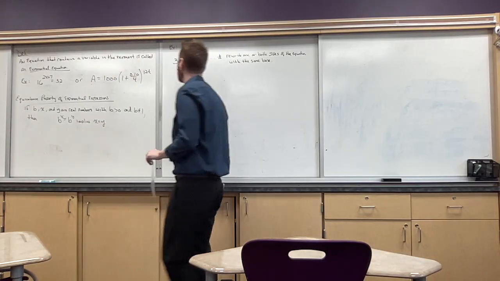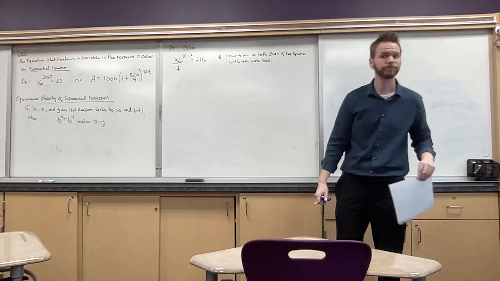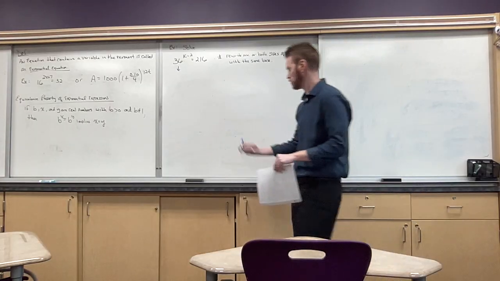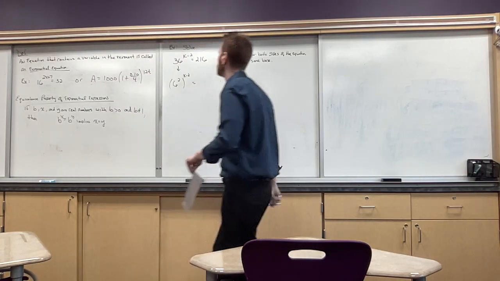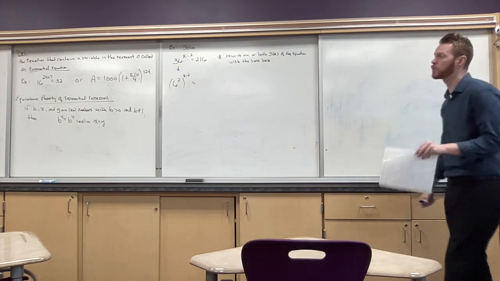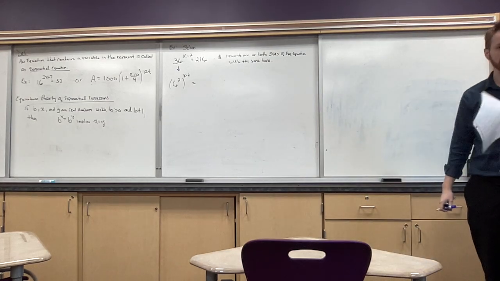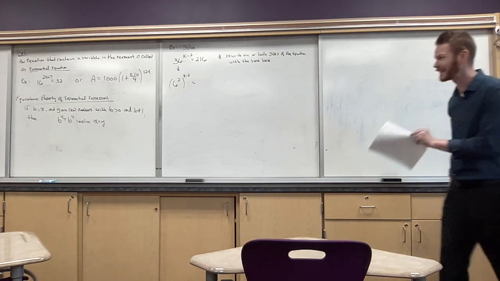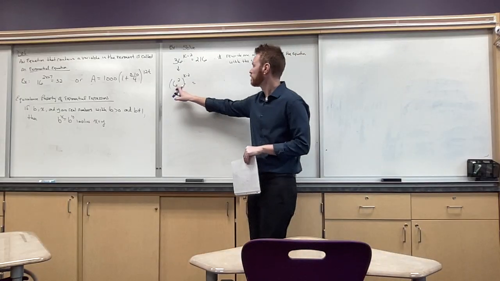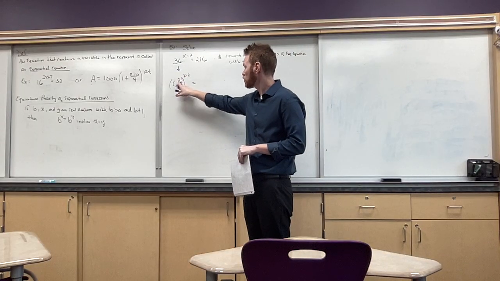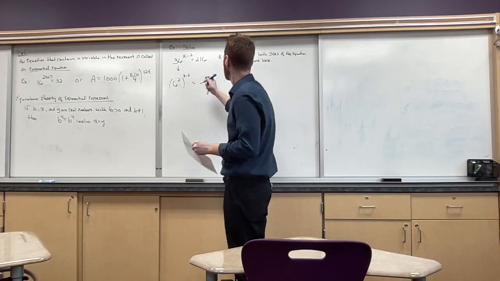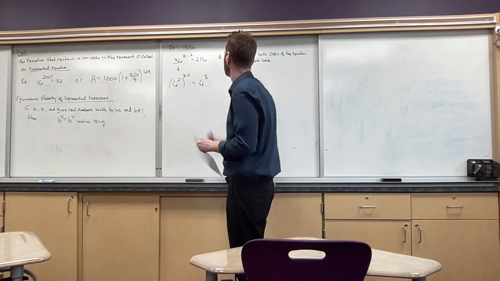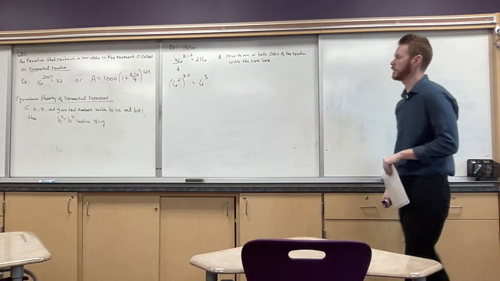So 36, well, that's 6 to what power? Second. Okay, so let me rewrite this. 36 can be rewritten as 6 squared, and then we'll raise it to the k minus 2 power. Now notice, if I were to simplify it, I get the original. That's how you know you're still doing something correctly. So if I take 6 squared, which is 36, I get this. And then this guy over here would just be 6 cubed.